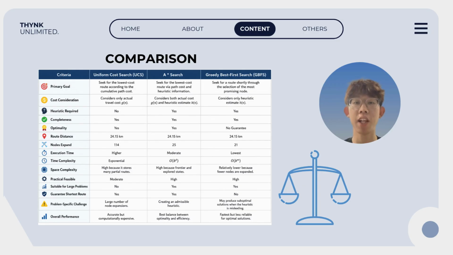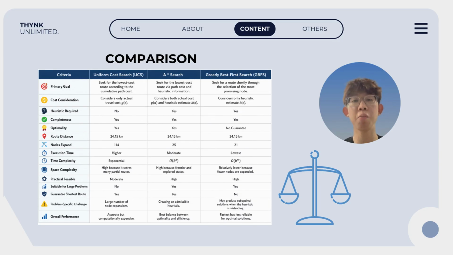Hi, I'm Shang Hao. Let's move on to the comparison section. In this section, we compare the performance of the three search algorithms, namely UCS, A-star search, and greedy best first search, in solving the road planning problem.